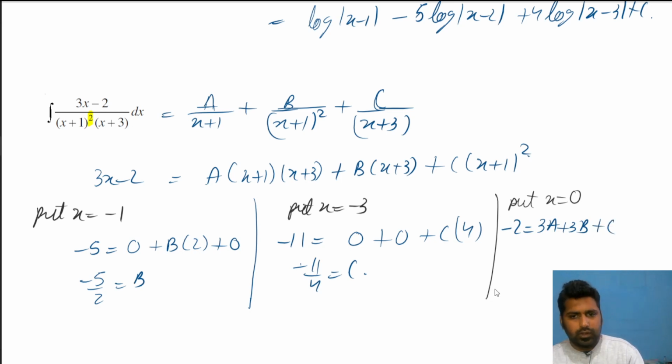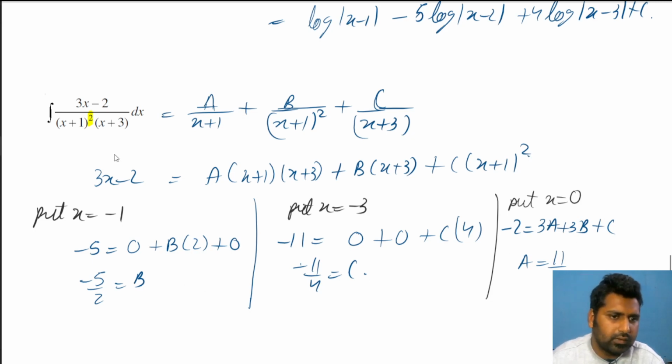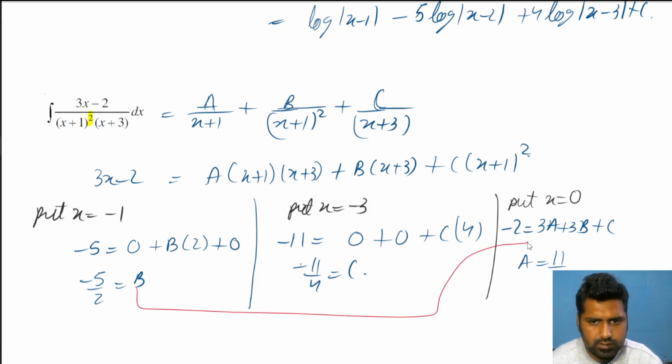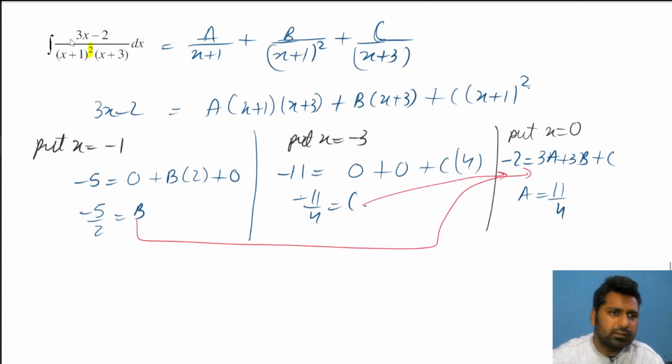Now you already have the value of B and C, put it here, solve for A. What do you get? You get the value of A as 11 by 4. You can solve this on your own. Put the value of B and C in this equation, and you get the value of A. Once you get A, I think after that it's very simple.